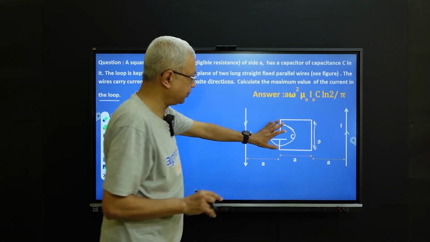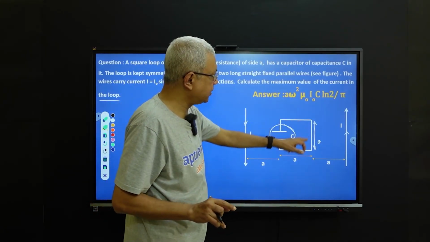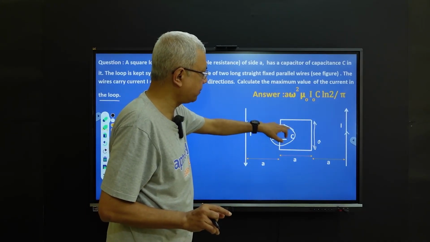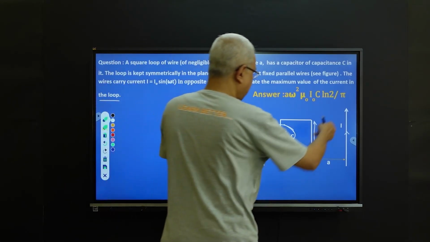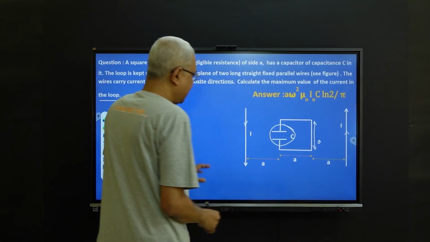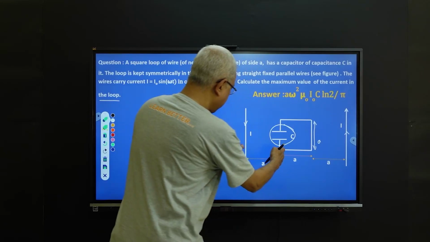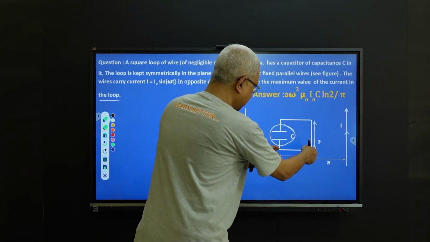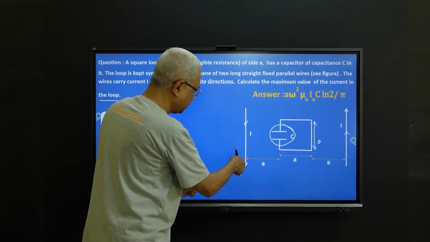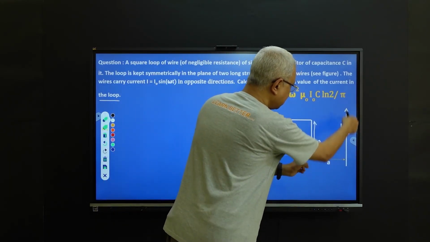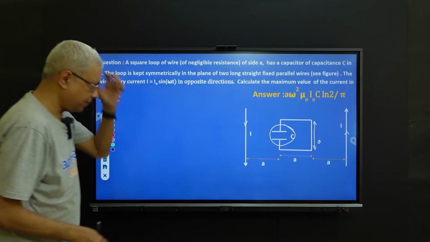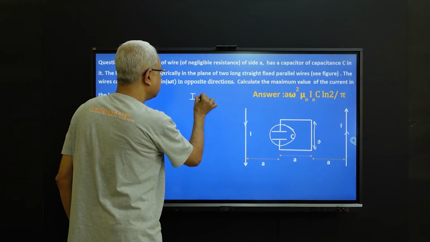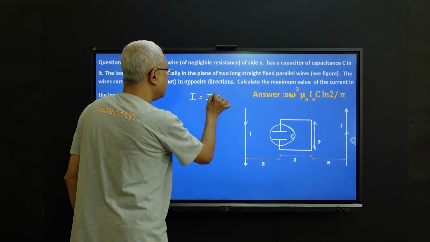Now, first of all, in this square loop there is no source of electricity. There is only a passive circuit element, which is a capacitor. The currents are flowing in these two parallel wires, and this square loop is placed symmetrically between the wires. That means it is A distance away from this wire, and A distance away from the second wire. Now the current is given as I naught sin omega t.